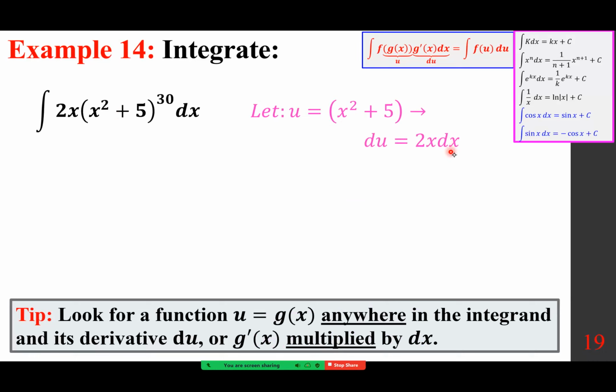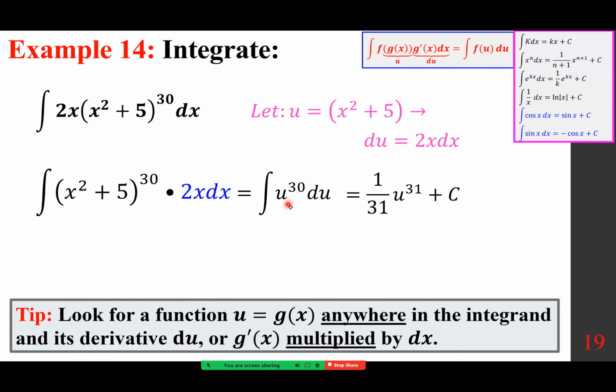Be very careful. A lot of students made a mistake here. Don't make a mistake with the final. And so we're going to move the 2x next to that. And so this is u to the power of 30 du. Simple case of a power rule, 1 over 31, u to the power of 31 and a constant, and u is replaced. We are fine.